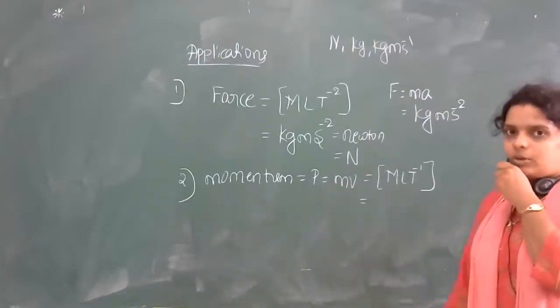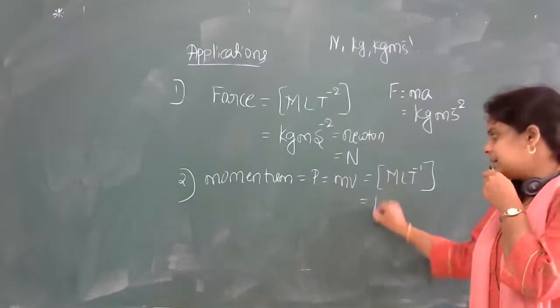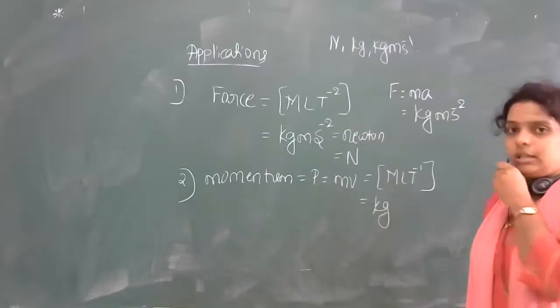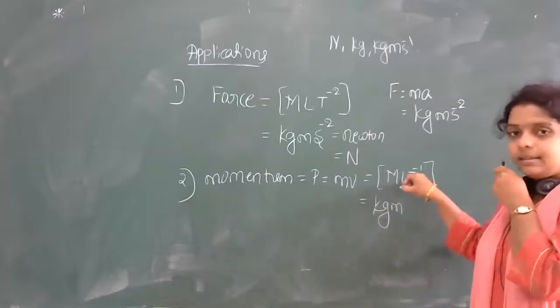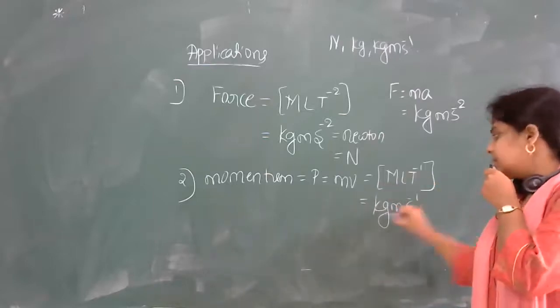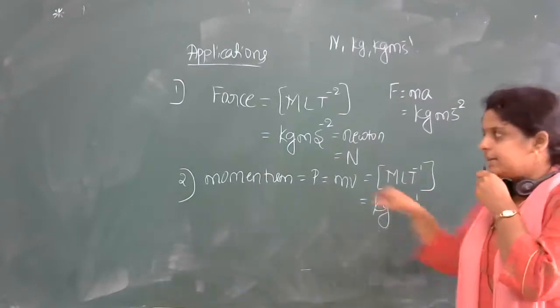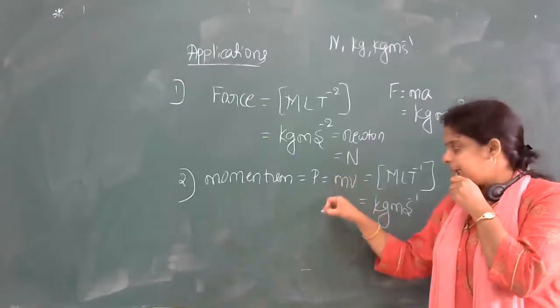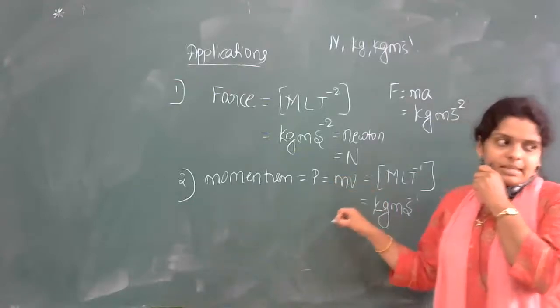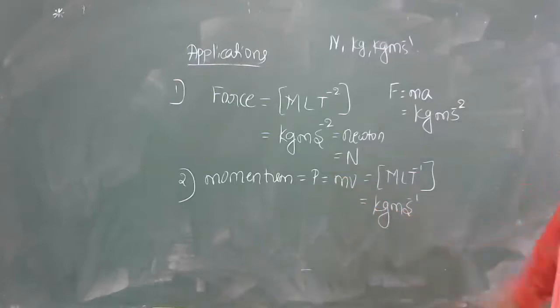Mass is measured in terms of kg, length in terms of meter, and T, that is time, in seconds. Kg meter per second is the unit of momentum. Here also you can verify: M is kg, velocity is meter per second. That is the unit of momentum. So this is how you will write the dimension formula.